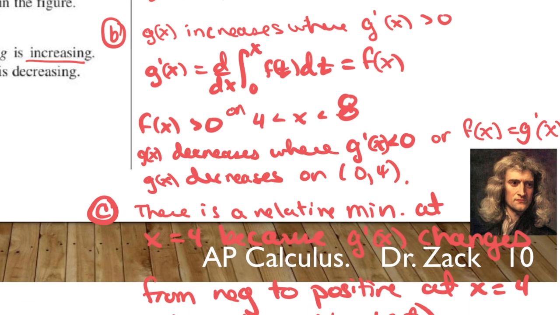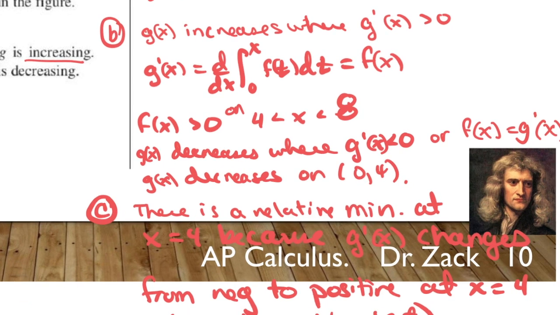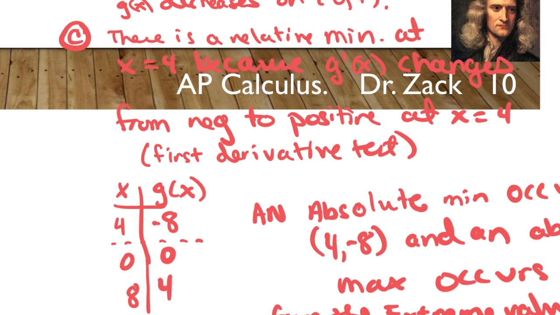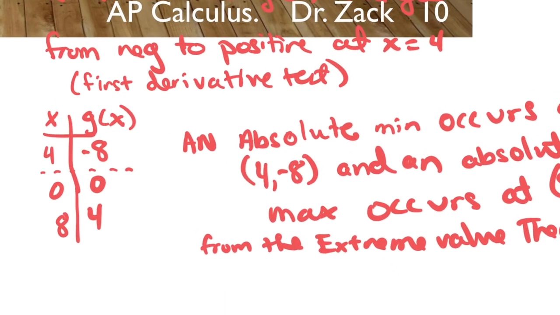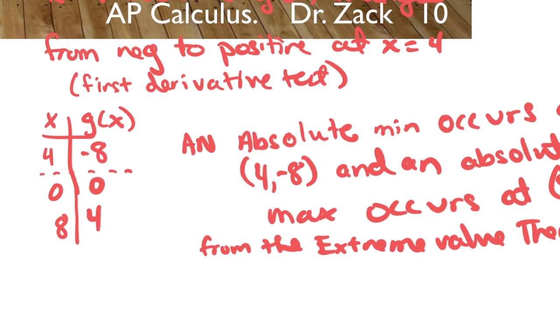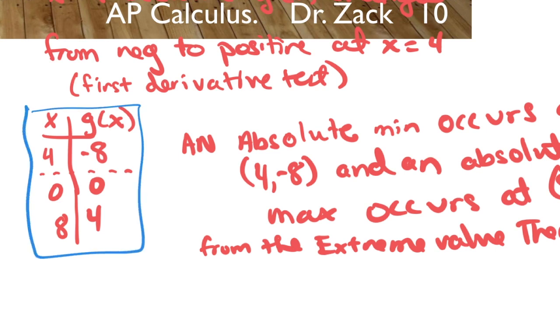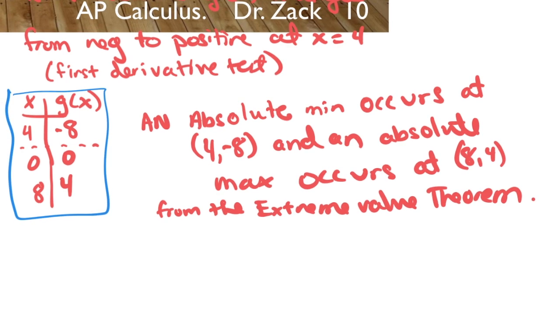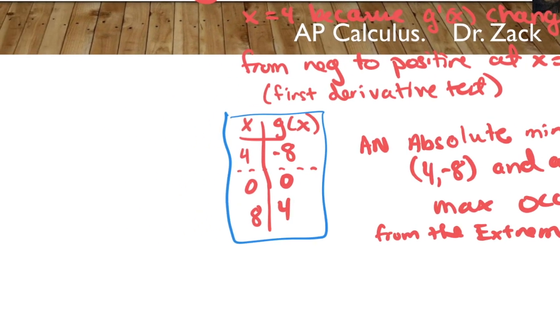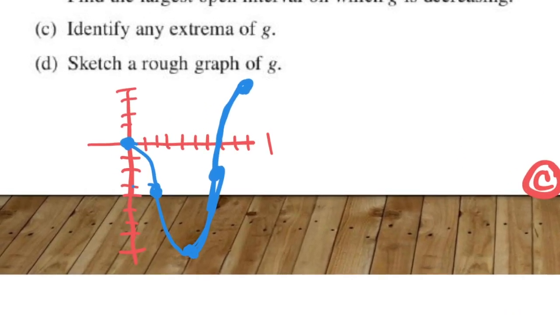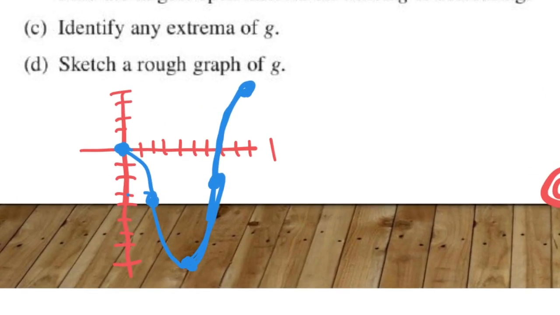To determine where a function increases or decreases, you want to look at your derivative, and that's where that second fundamental theorem of calculus comes in. You should know there's a relative min at x equals 4, because that is where your derivative is changing from negative to positive. And from your table of values, you can determine that there is an absolute min at 4, negative 8, and an absolute max at 8, 4. And lastly, sketch a rough graph of G.